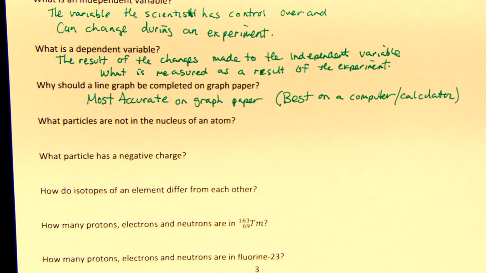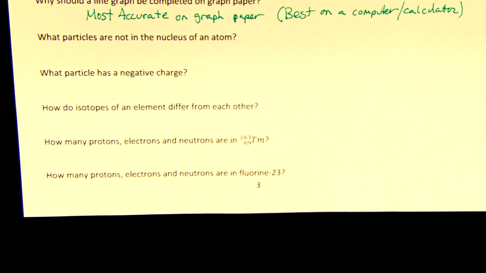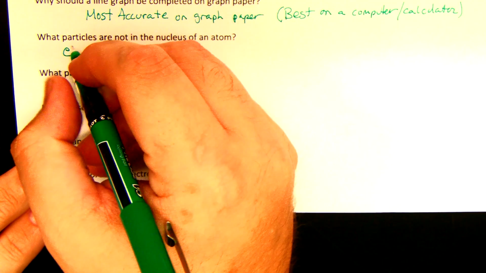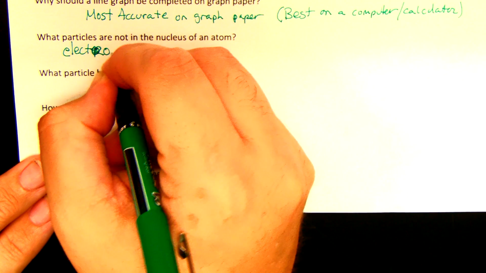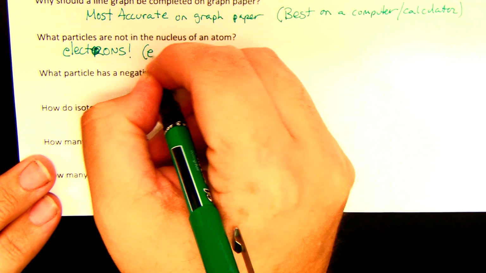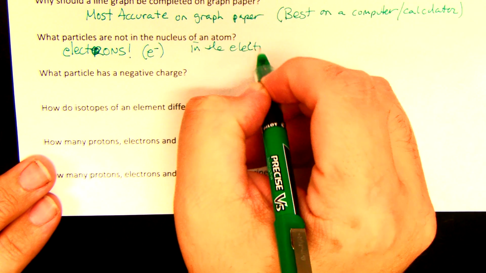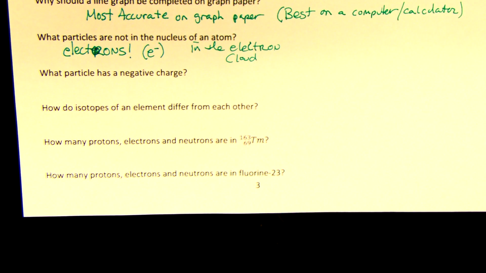So now let's talk about these questions. What particles are not in the nucleus of an atom? Yeah, the electrons. Where are the electrons? Wow, I can't even spell. Yeah, they're in the electron cloud. There was a cloud before the I cloud and all the other clouds, and that's where the electrons were.